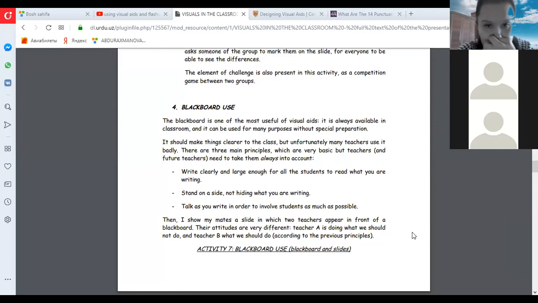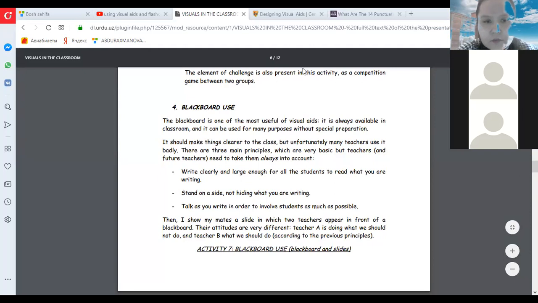There are three main principles, which are very basic, but teachers and future teachers need to always take them into account. So you are also future teachers and you have to take into account these principles. The first one, write clearly and large enough for all the students to read what you are writing. So when you write on the blackboard, your sentences should be large enough for all the students.